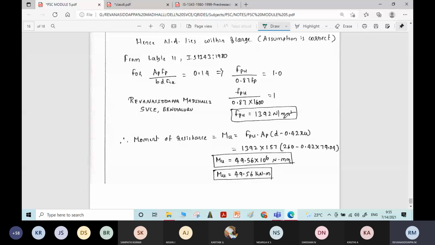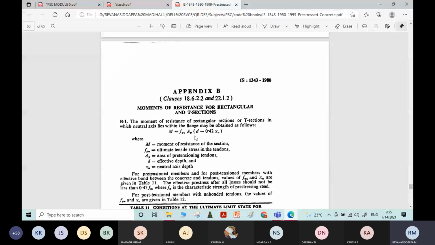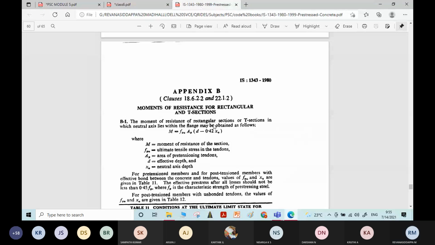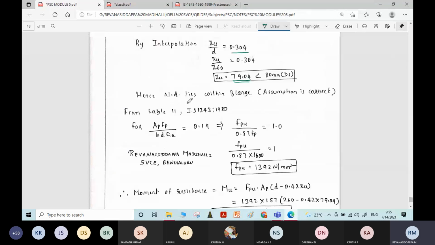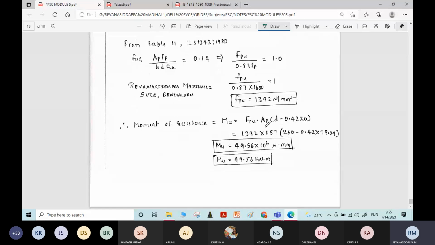We know the formula for moment of resistance, which is given in the code book on the same page: M is equal to FPU AP into D minus 0.4 XU. Everything is known. Area of pre-stressing steel is known, FPU we have just calculated, and XU, depth of neutral axis, is 79.04. Substituting everything, you will get the ultimate moment of resistance or the flexural strength of the beam.